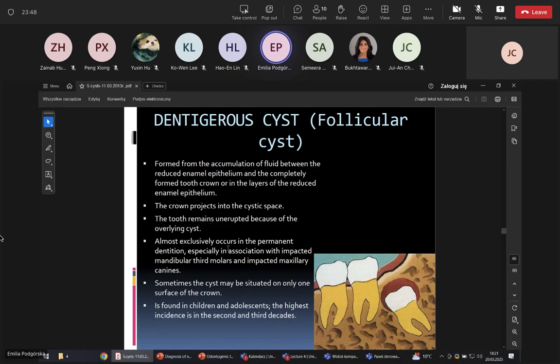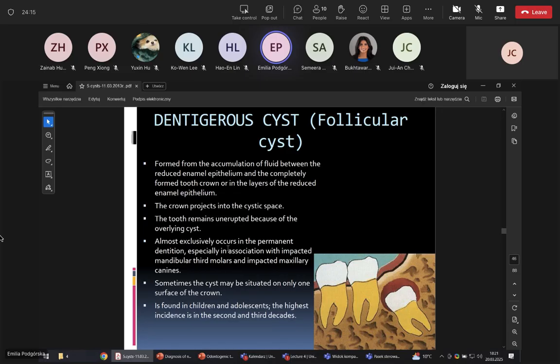Dentigerous cyst is also named a follicular cyst. It is formed from the accumulation of fluid between the reduced enamel epithelium and the completely formed tooth crown, or in the layers of the reduced enamel epithelium. The crown projects into the cystic space. The tooth remains unerupted because of the overlying cyst.